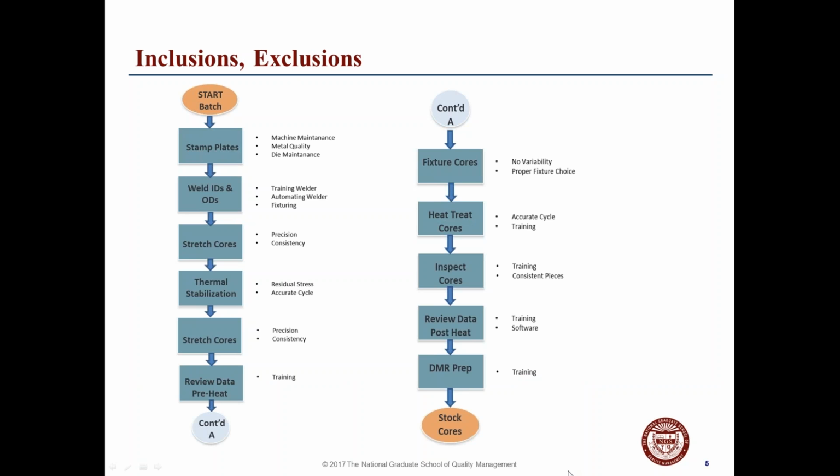Okay, so the inclusions, exclusions. This here is our process that we're looking at improving, broken down. And to the right of each step are the inclusions. We don't have the exclusions on here, so stamp plates. We're looking at improving the machine maintenance, metal quality, die maintenance, and you can see each step has each area that we're looking at improving. I'm not going to read each one individually. Next slide.